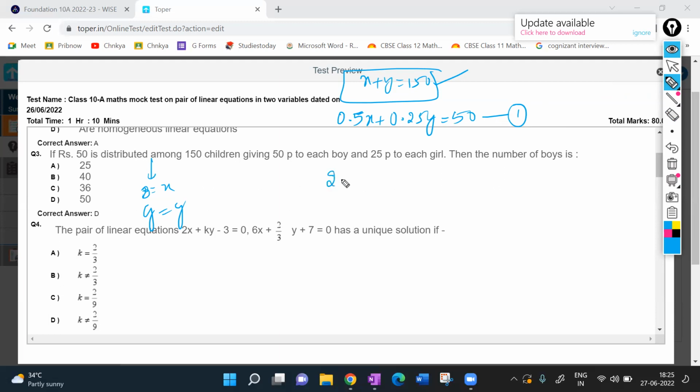And you can still solve it like 2x plus y is equal to 200. Now, can I solve 1 and 2 here? Or else you do one thing. This is my first equation: 5 by 10 x plus 25 by 100 y is equal to 50. What is the LCM? 100 is the LCM. So 50x plus 25y equals 5000.